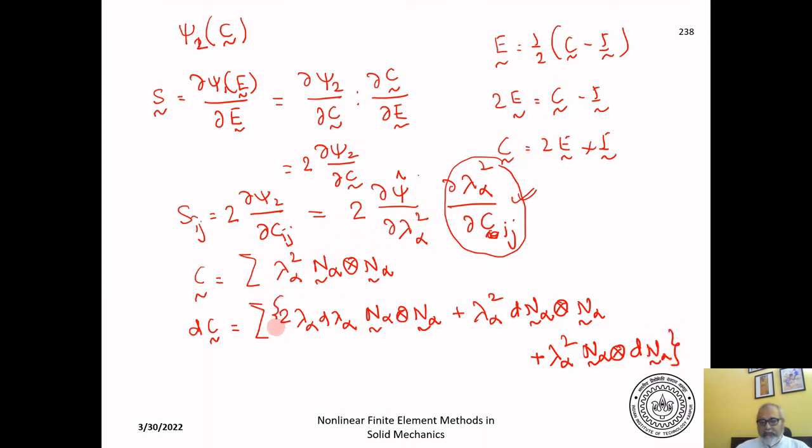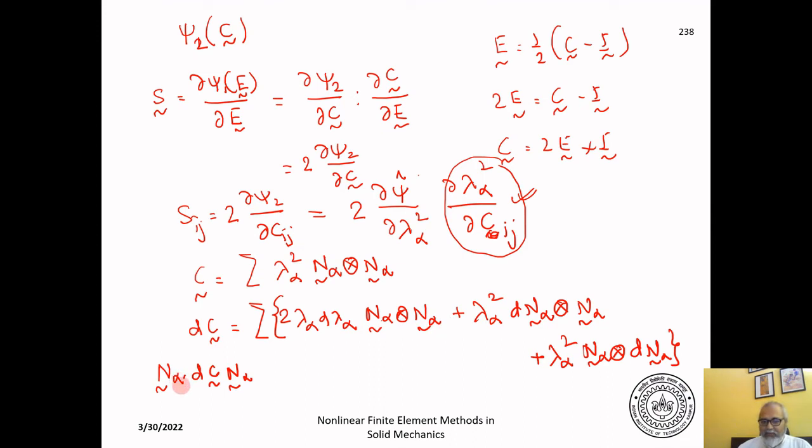So this is what I have. Now here let us pre-multiply and post-multiply by an alpha. We immediately see, if we pre-multiply by an alpha and post-multiply by an alpha, so alpha can take values of 1, 2 and 3. So this is n1 n1, n2 n2, n3 n3.